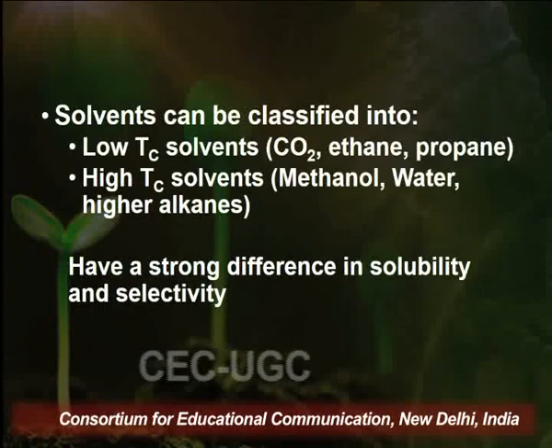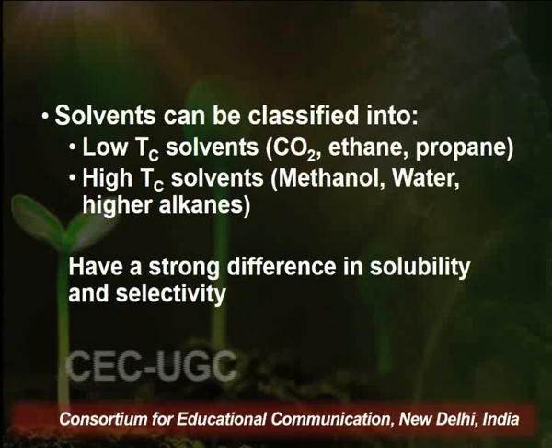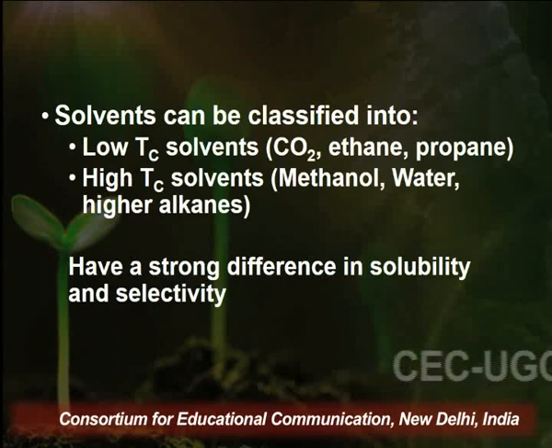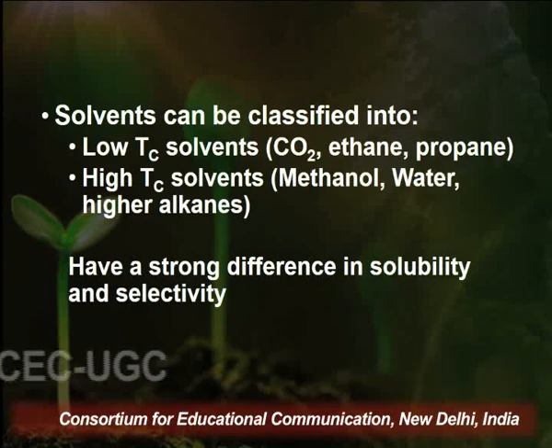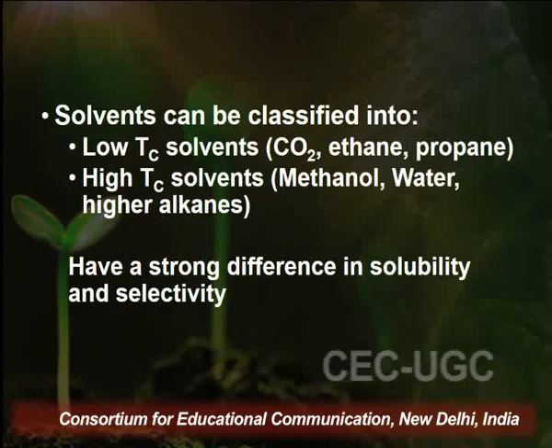Now, on the basis of the critical values of their temperature, solvents can be classified into low critical temperature solvents and high critical temperature solvents. The examples of low critical temperature solvents are carbon dioxide, ethane and propane, and as we saw in the table, high critical temperature solvents are methanol, water and higher alkanes.